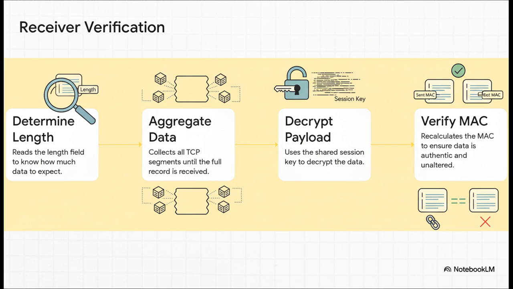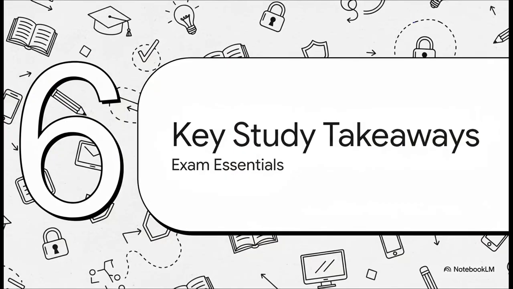And finally, and this is the moment of truth, it calculates its own MAC on the data it just decrypted. Then it compares its result with the MAC that was sent. If they match perfectly, awesome, the data is authentic and untouched. If they don't match, that package gets thrown in the trash immediately. No chances taken. Whoa, okay, that was a lot, I know, so let's boil this all down.